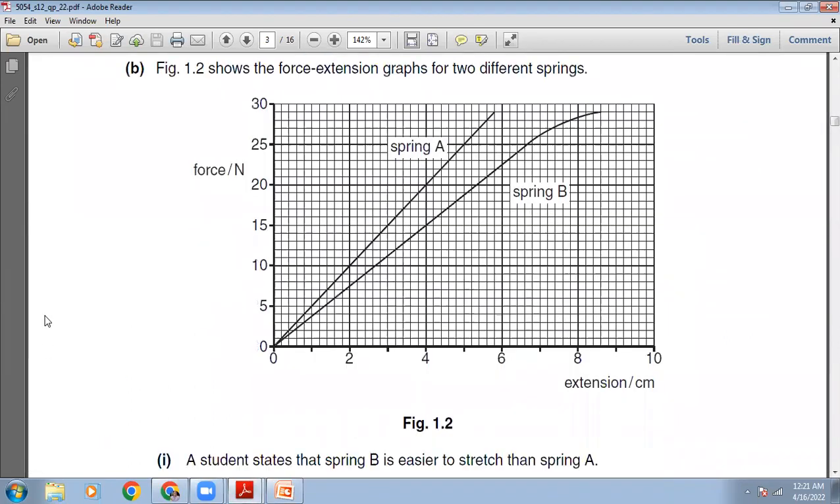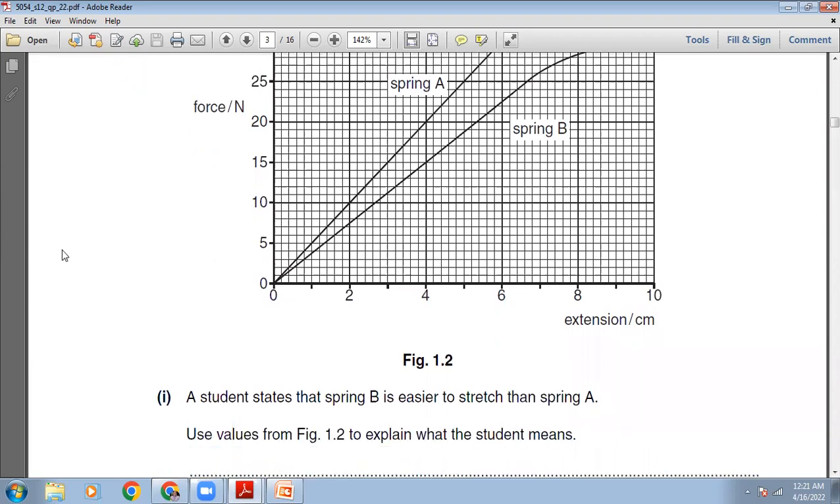Figure 1.2 shows the force extension graph for two different springs. On the y-axis, the load or the force is represented in newtons, and on the x-axis, the extension is represented. So here we have two graphs. One graph is for spring A, and the other graph is for spring B. A student states that spring B is easier to stretch than A. Use the values from figure 1.2 to explain what the student means. It's a 1 mark question.